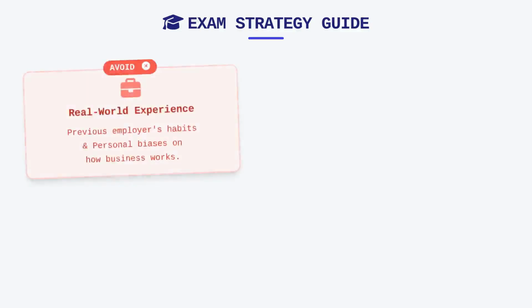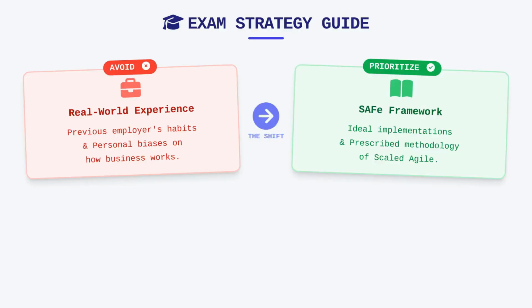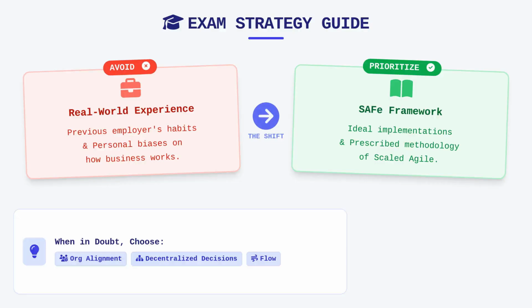To approach the exam effectively, you must realize that the correct answer is almost always the one that aligns strictly with the SAFe framework, rather than with what you practiced at your previous employer. Real-world experience is valuable, but in the context of the assessment, you are expected to represent the ideal implementations defined by Scaled Agile. If you encounter a scenario that seems ambiguous, look for the choice that prioritizes organizational alignment, decentralized decision-making, or flow rather than siloed optimizations.